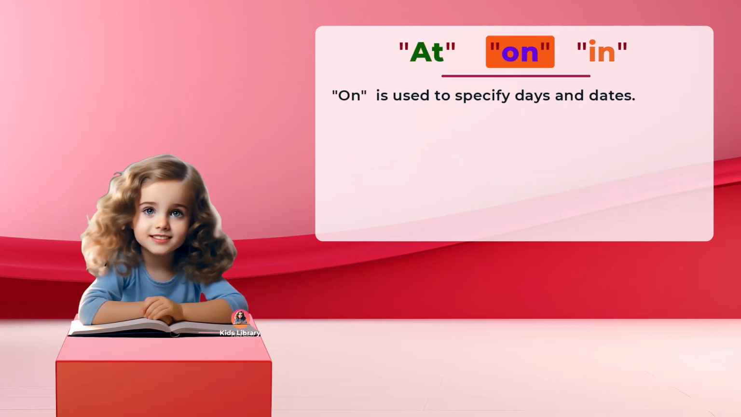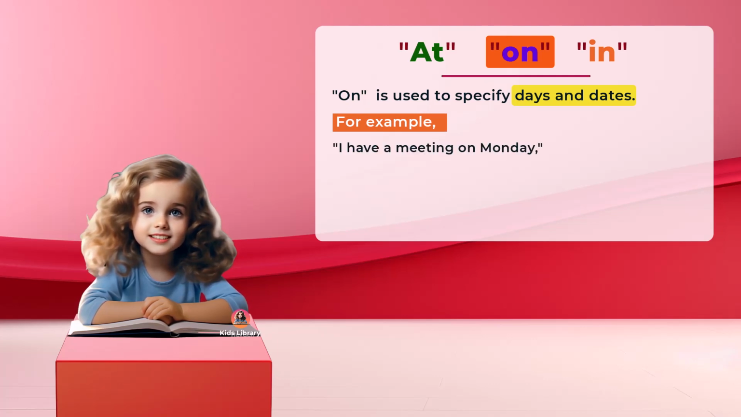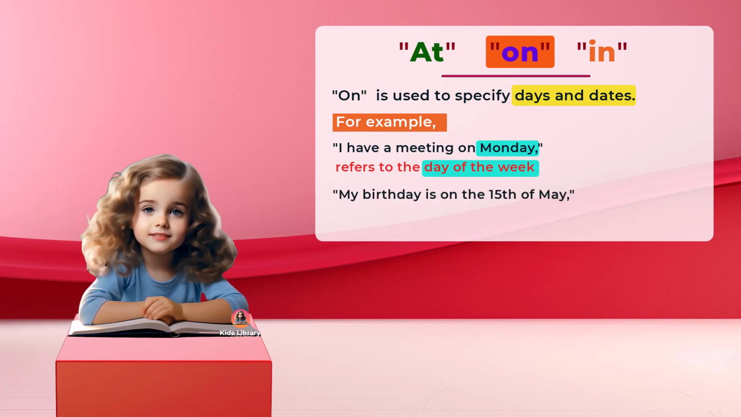On is used to specify days and dates. For example, I have a meeting on Monday. I have a meeting on Monday refers to the day of the week. And my birthday is on the 15th of May. My birthday is on the 15th of May refers to a specific date.